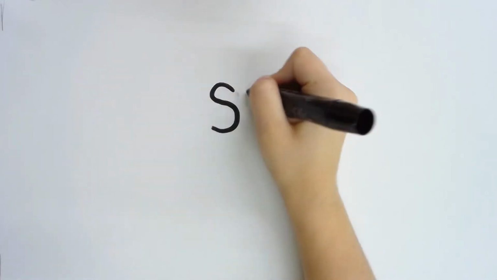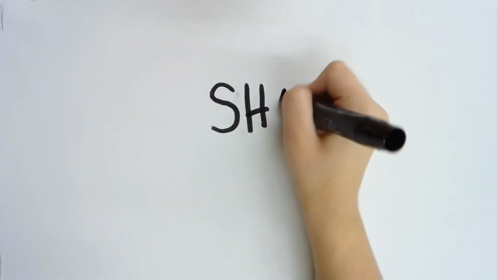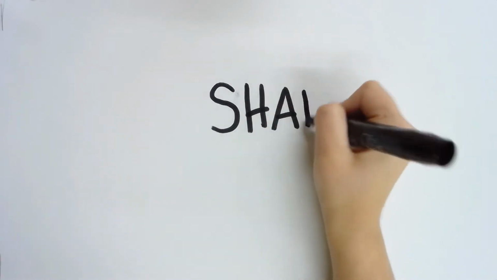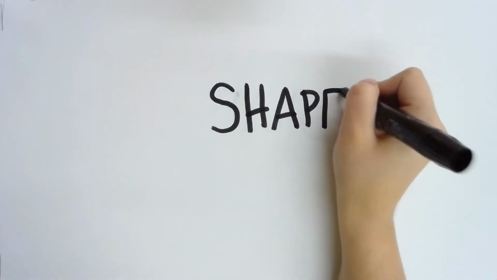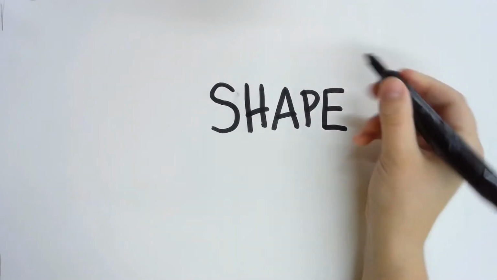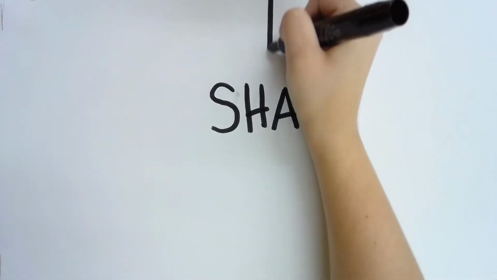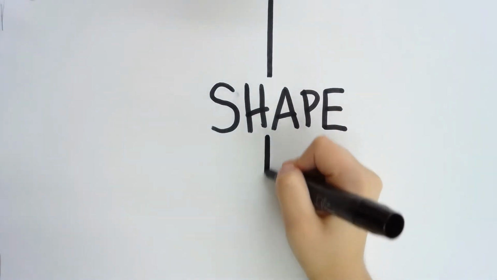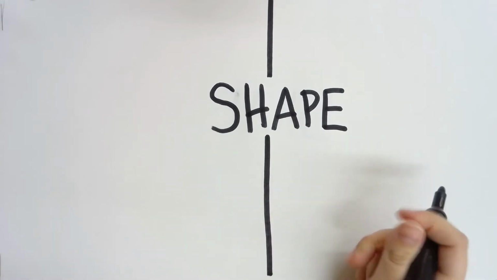Hey Art Nerds, we are going to be talking about the element of shape. Now, when we're talking about shape, we're talking about the enclosure of a two-dimensional space. And there are two big categories when we talk about shape.